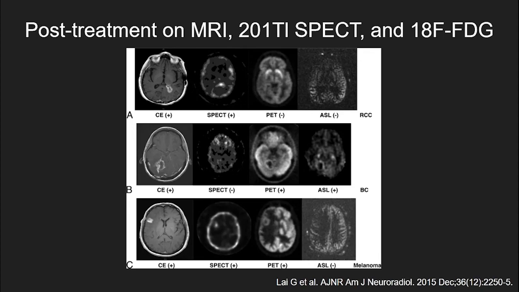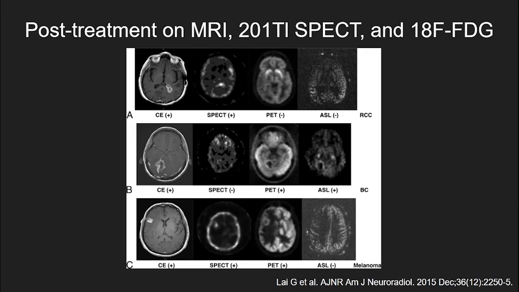Here's an example from a paper by Lai et al., where they were comparing contrast-enhanced MRI, which is the leftmost column, with thallium SPECT, which is the next column, and FDG PET-CT, which is the next column, and then lastly with arterial spin labeling MRI, which is the rightmost column.